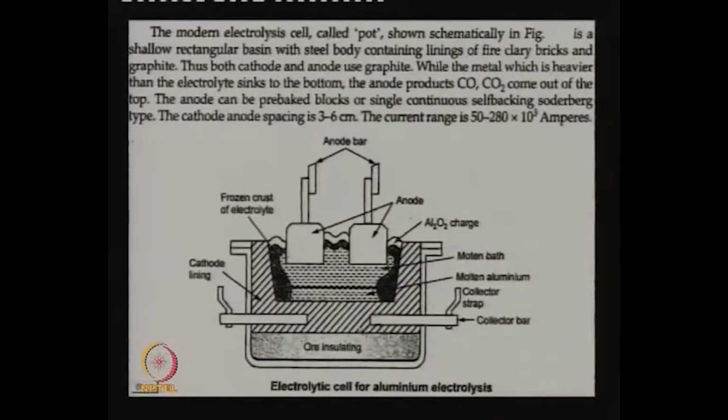Here is another design of electrolytic cell, which I have shown in connection with some discussions. The cathode anode spacing, this spacing is very critical, 3 to 6 centimeter. The current range is critical. All these are very critical parameters.